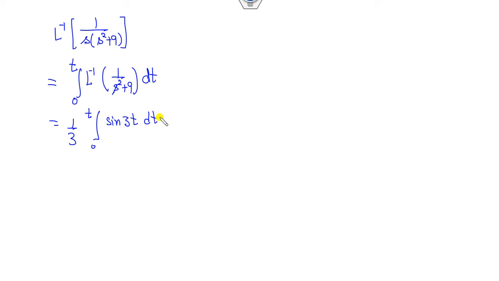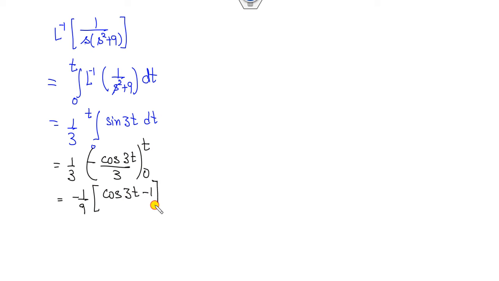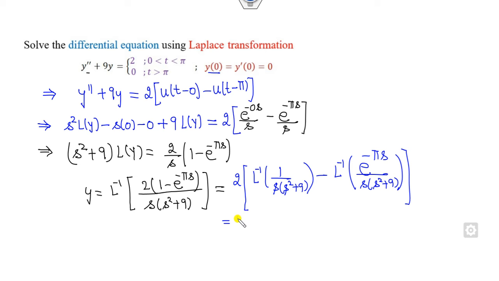Fine. Now what is the integration of sine 3t? It is minus cos 3t over 3 from 0 to t. So minus 1 over 9 I can take outside: cos 3t minus cos 0, and cos 0 will be 1. So I can adjust the negative, and it is 1 over 9 times 1 minus cos 3t. So this answer will be 2 times 1 over 9, 1 minus cos of 3t, minus the second part.